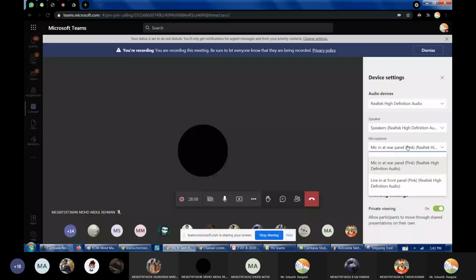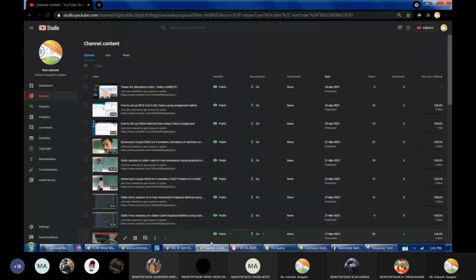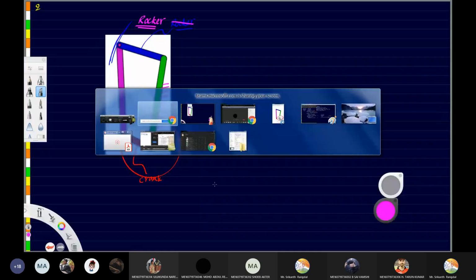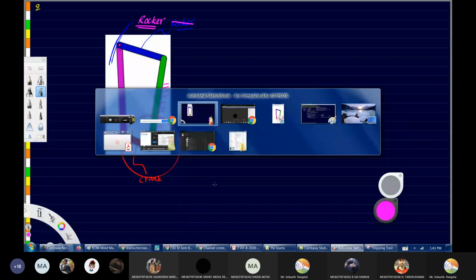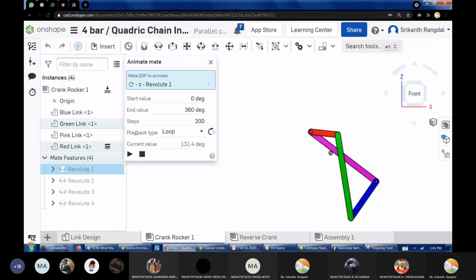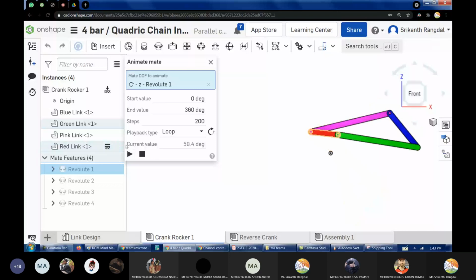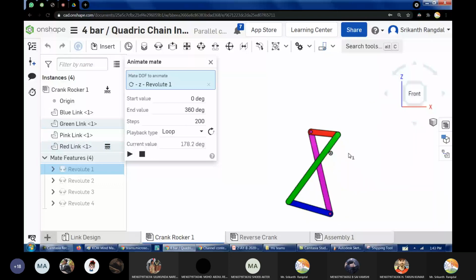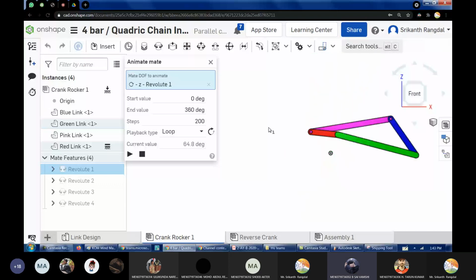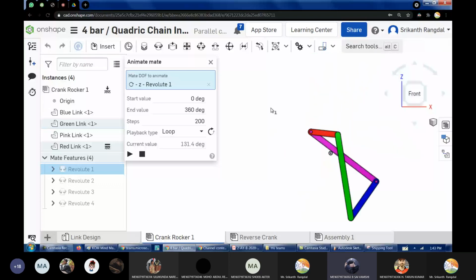Anyway, because the class is getting recorded, you can check it out later. And I'm going to share this file with you as well. So as soon as I'm playing this, the linkage is rotating slowly. Is no one able to see this rotating linkage? Yes, we can see.